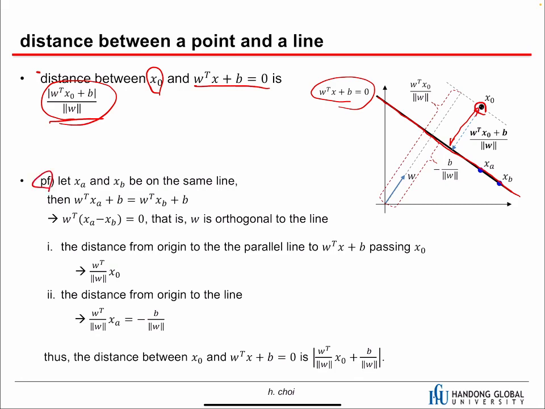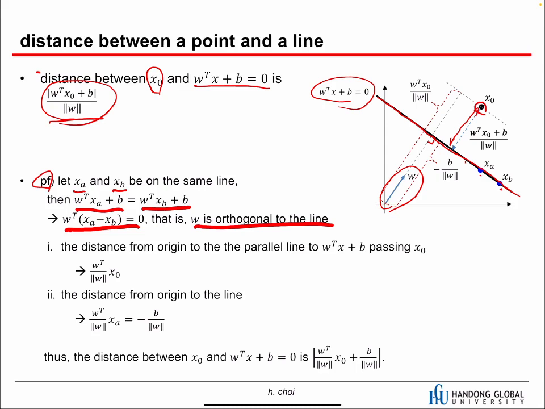So let xa and xb be on the same line. So we have 2 points here. Then, since these 2 points are on the same line, this one and this one should be the same. Okay, then we can rearrange the terms. So by this, w is orthogonal to the line. Okay, so we have w like this. If we extend it, then we have a vector orthogonal to this line.